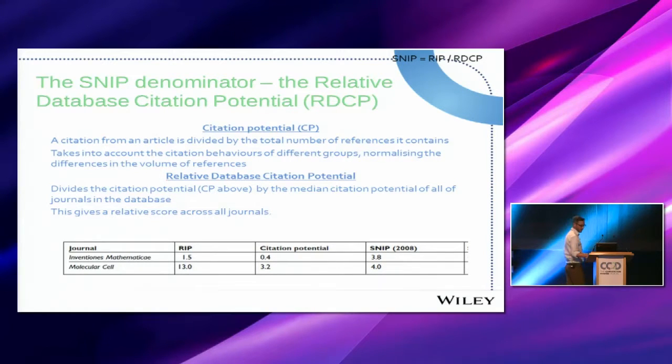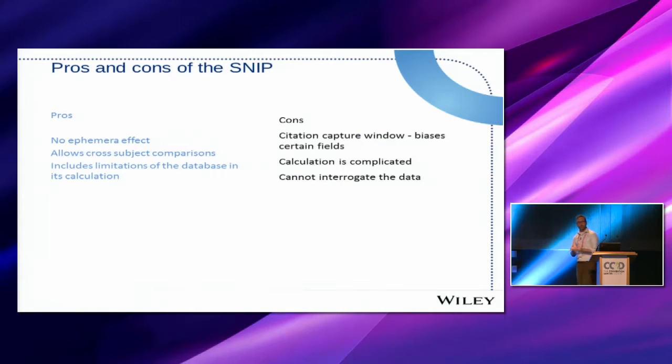Now, what does this mean in practice? Well, here we have two journals from very different areas. We have a maths journal and a biological journal. Now, the citation potential for these two journals are different. So obviously, the maths journal has a lower citation potential, so its SNIP is that much higher. And here we can see the SNIP in these two journals, 3.8 for the maths journal and 4.0 for the biological journal. They are comparable dependent on the citation potential of the field. So that's the one that you want to use if you're doing high-level analysis and comparing journals across fields.